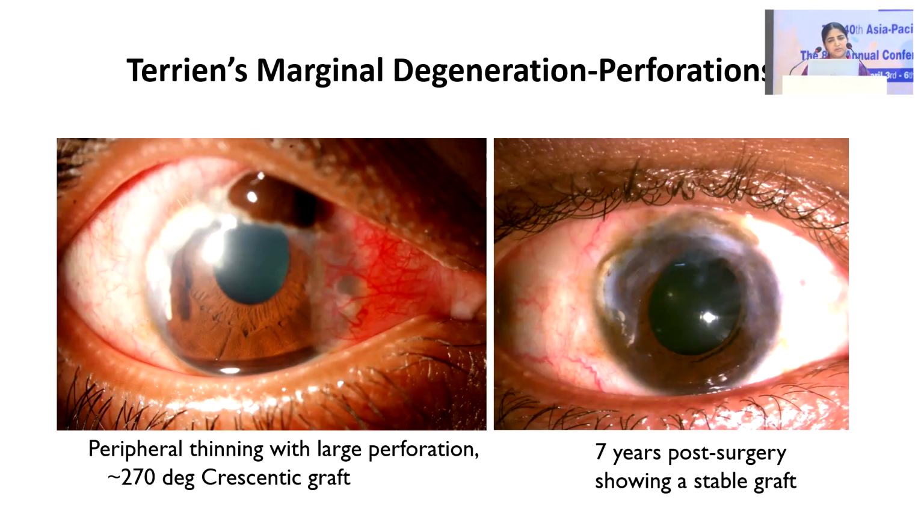Terrien's is again one peripheral degeneration which can land up with perforations, and many of these cases, which are smaller in nature, we can manage with the patch graft, but some of the cases may simply do well with the amniotic membrane or a Tenon's patch graft.